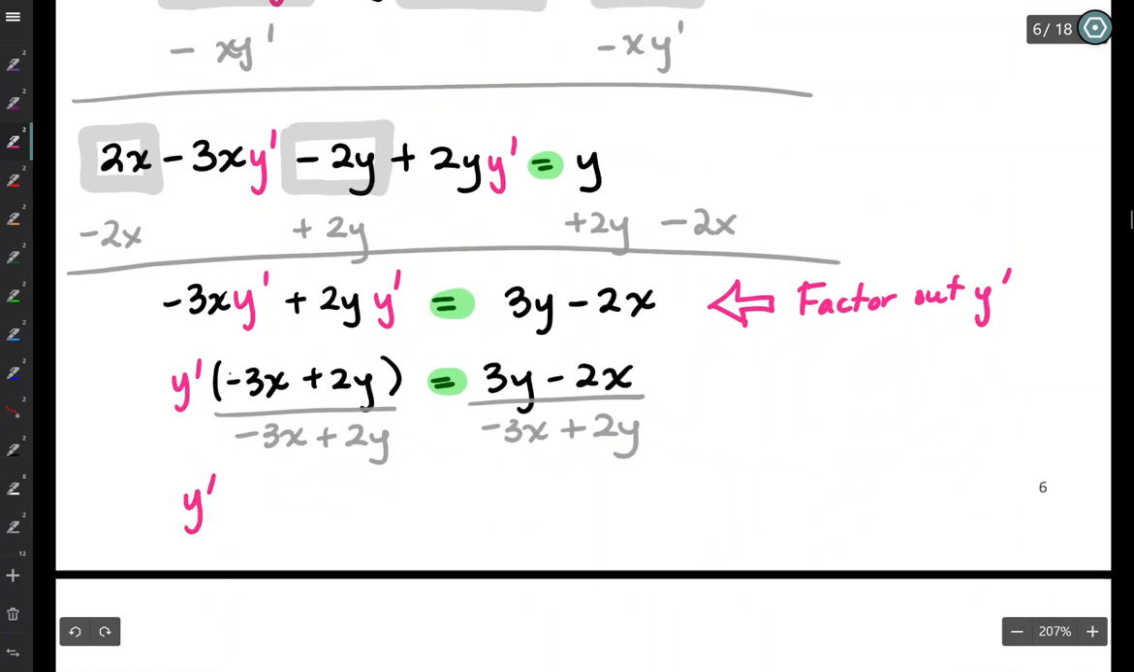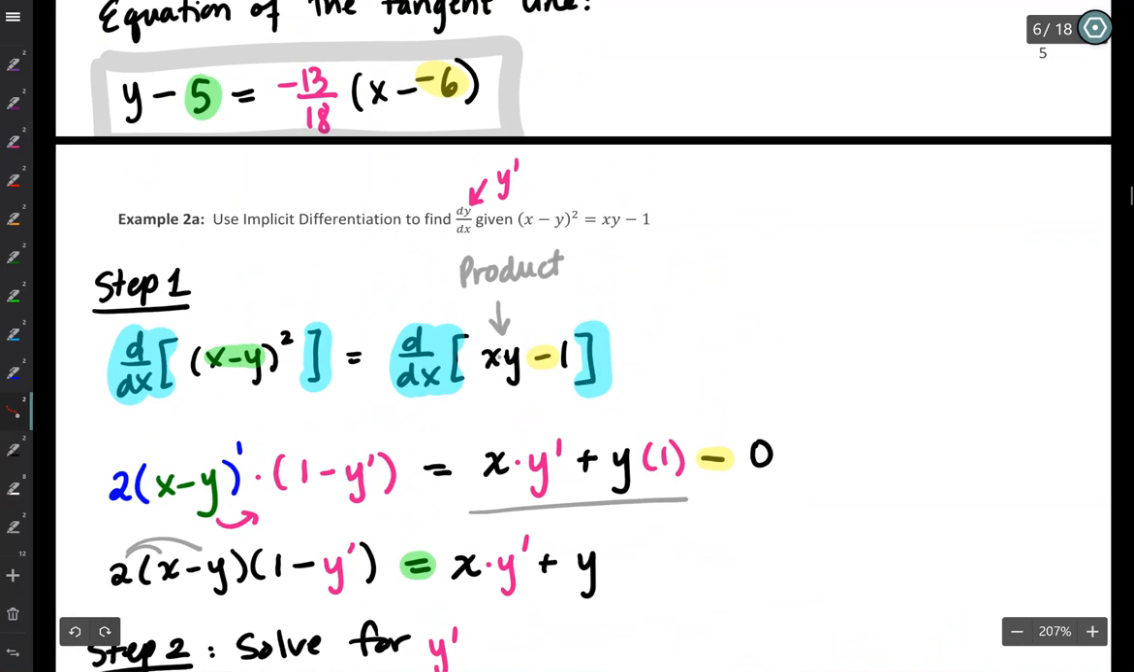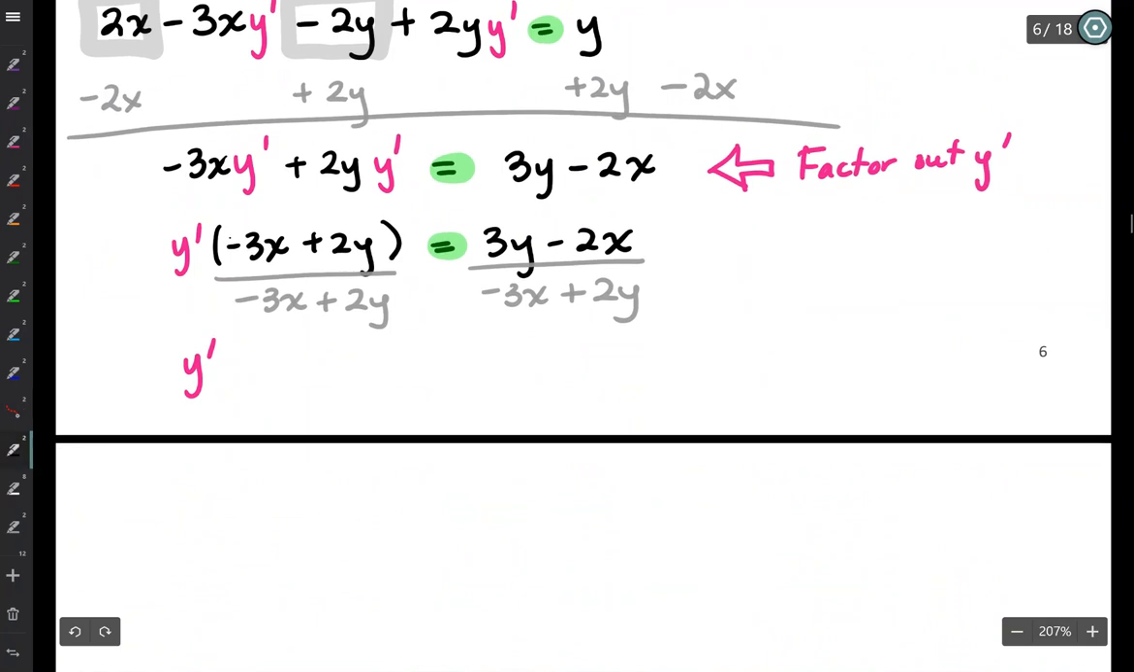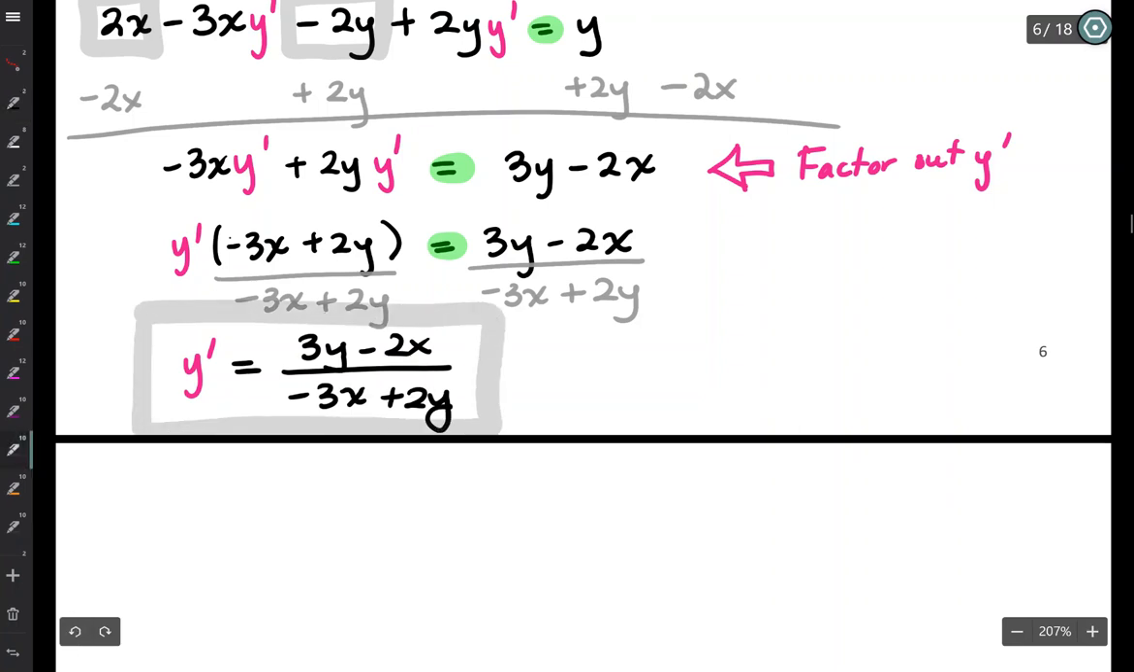Y prime, the function that tells me the slope of the tangent line at any point x comma y on this curve, is given by this function, this rule. Y prime is equal to 3y minus 2x, all divided by minus 3x plus 2y. Done. Beautiful.